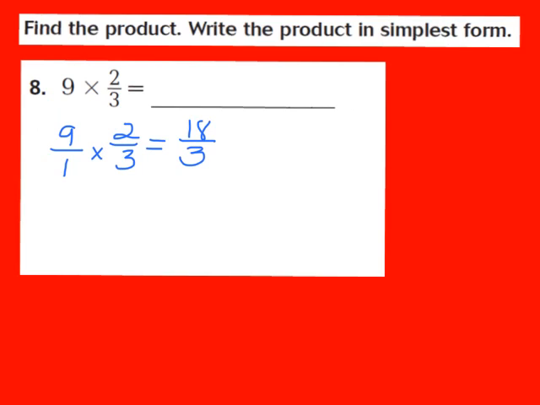Now, when I look at my answer, I have 18/3, which is an improper fraction. So I know that I have to turn that into a mixed number answer. Well, what I know is 3 can go into 18 6 whole times. So I'm going to go ahead and make that 6 my whole number. Now, what I also know is this. 6 times 3 is 18 with no remaining or leftovers. So my product turns out to be the whole number 6 in simplest form. So 9 times the fraction 2/3 gives me a product of the whole number 6.